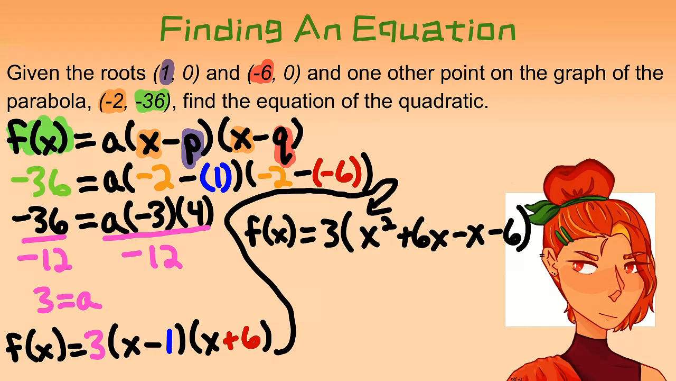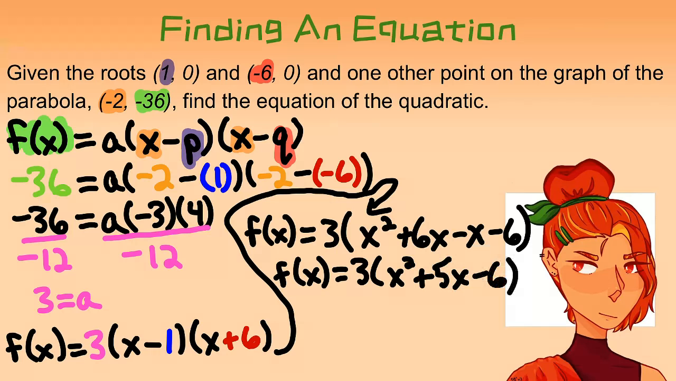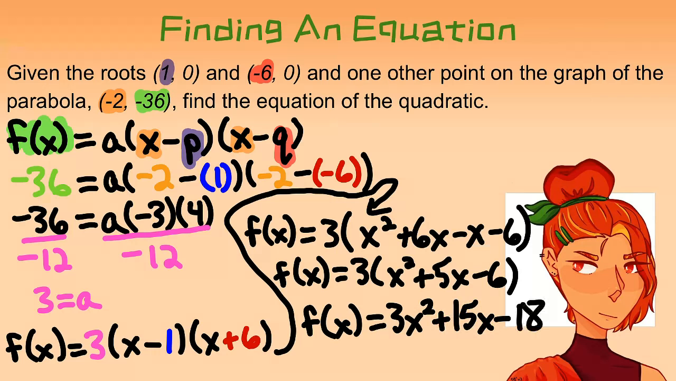Combining those terms inside the parentheses, we have 3 times the quantity x squared plus 5x minus 6. Distributing the 3, we have f of x is equal to 3x squared plus 15x minus 18. And there we have our quadratic function written in standard form. All right? It's a little bit of work.